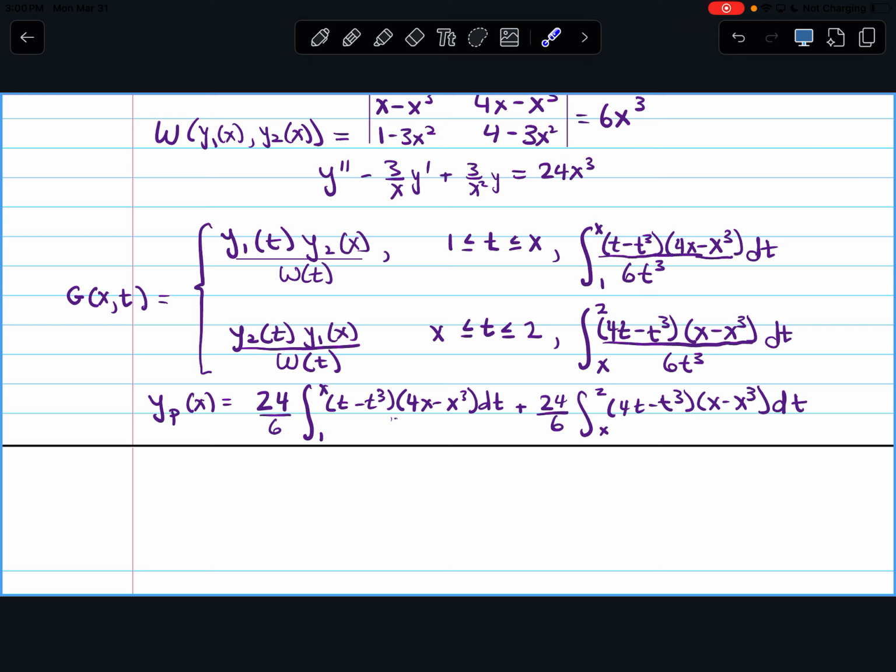Now, that is my particular solution right there. So this will give me the particular solution that satisfies that boundary value.